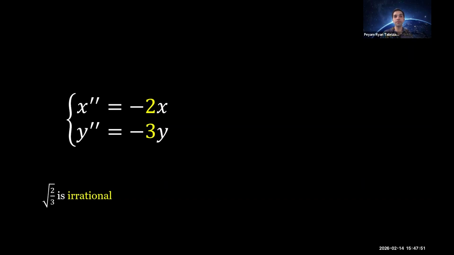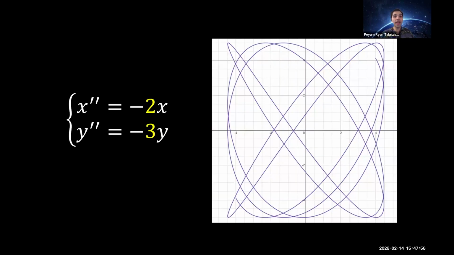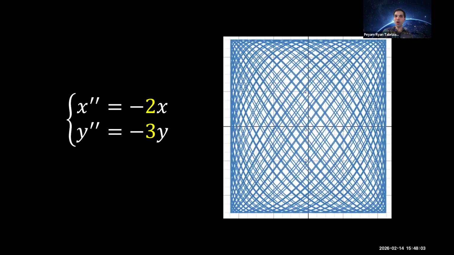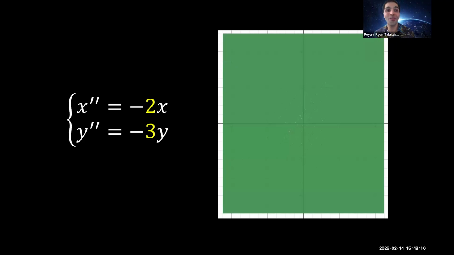Let's take this system where square root of 2 over 3 is irrational. Then, at first it looks okay. But then, what happens as time goes on? Whoa, you get this crazy thing. What happens if we move on more? Suddenly it fills the square, which is so crazy because if you just change your frequencies a little bit to make it irrational, suddenly you go from this closed periodic curve to just filling the square. Which I thought was so cool.